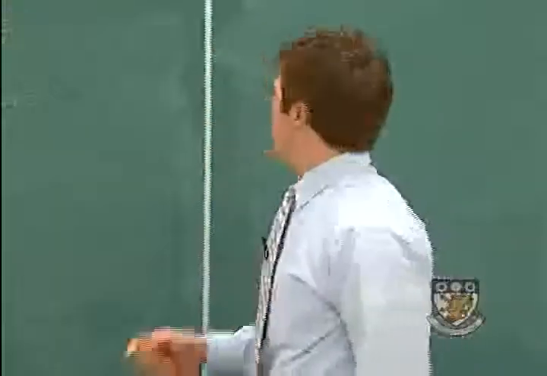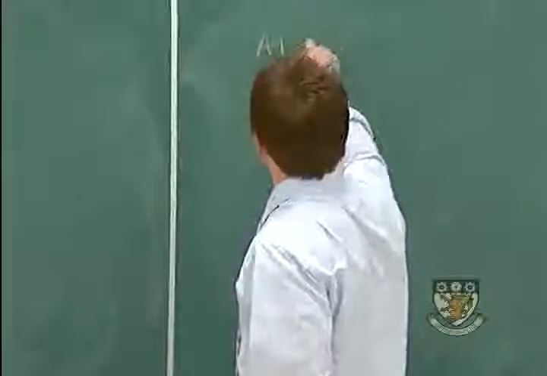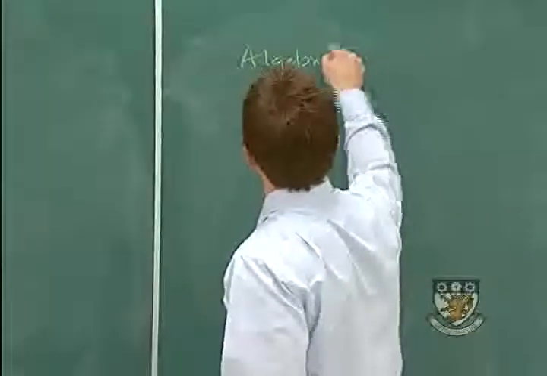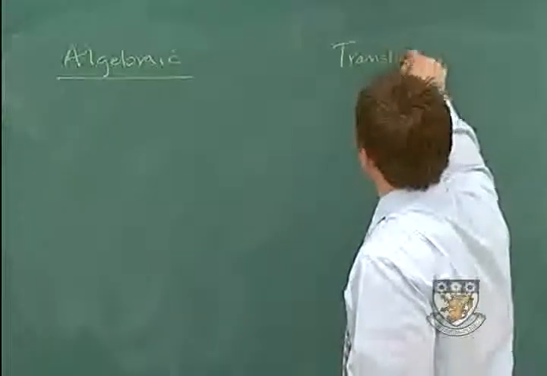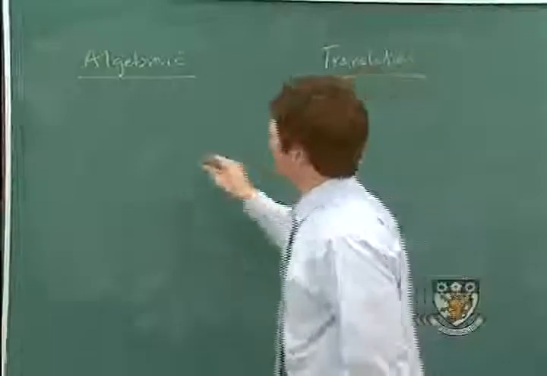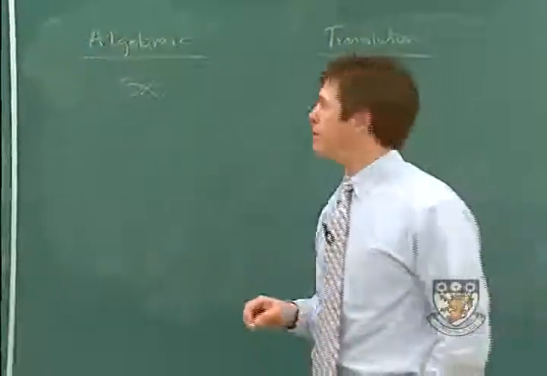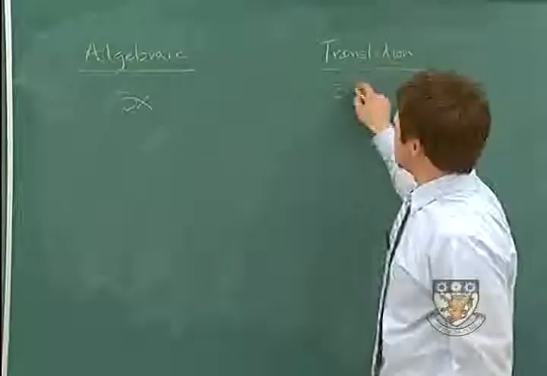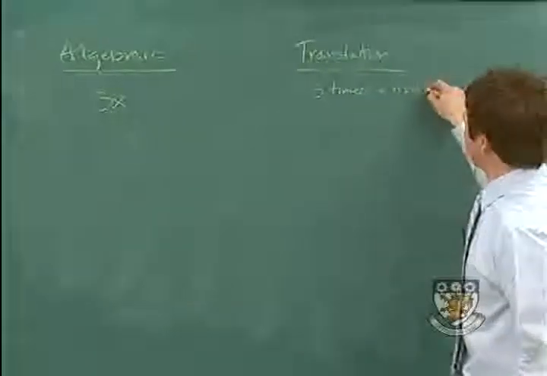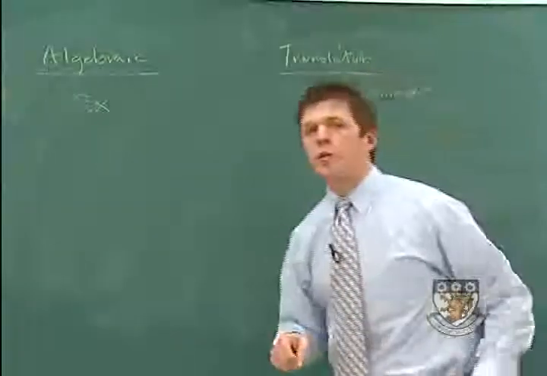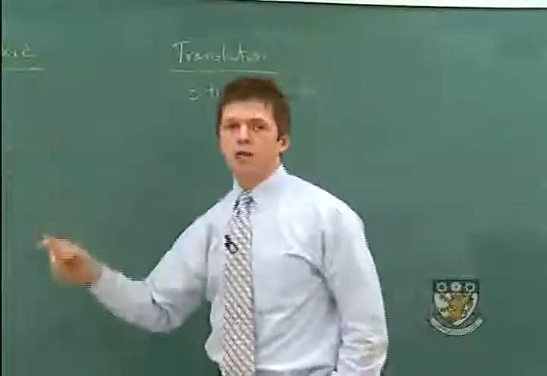That's the only thing that's important about a variable. And now we're going to look at some different things. We're going to have an algebraic expression, and then we're going to have the translation of what that means. This is called an algebraic expression, 3x. That means 3 times a number. You will see word problems at times that will say 3 times a number. That means 3x, or vice versa.